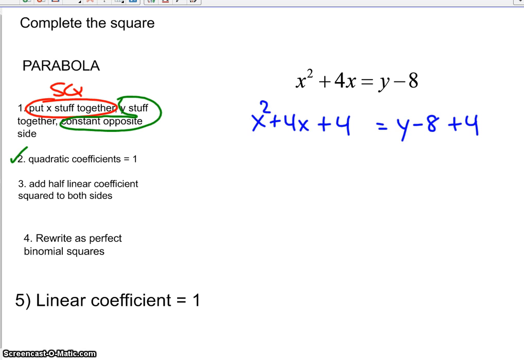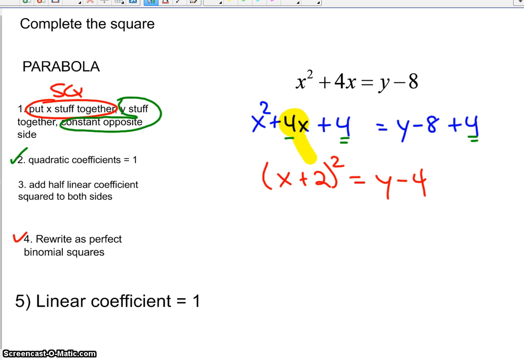All right, so step number 3, half my linear, so half of the 4 is 2, squared is 4, so I added that to both sides. Do step number 4. So again, x with half my linear, so x with half of 4, which is positive 2. And then I combine my constants over there. And step number 5, to get your linear coefficient to be 1, it already is.